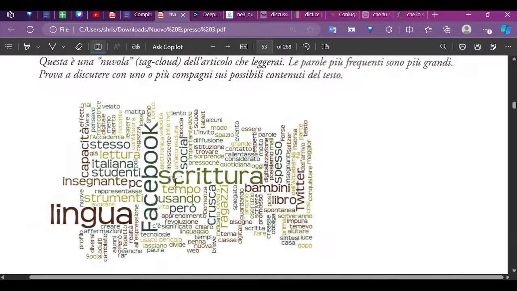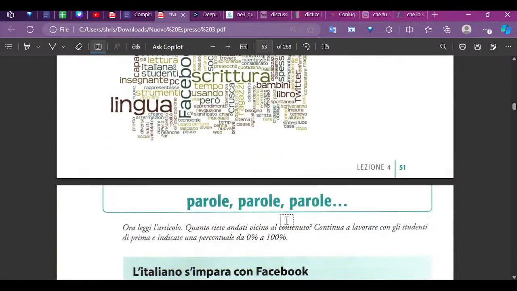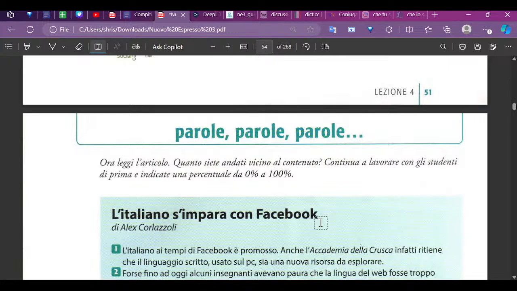Lingua, Facebook, scrittura, bambini, libro, però. And well, they say you talk about it with a friend. Well, what is there to talk about? I say again, it's just a classroom activity, it's not exam relevant. You can skip that. Ora leggi l'articolo.